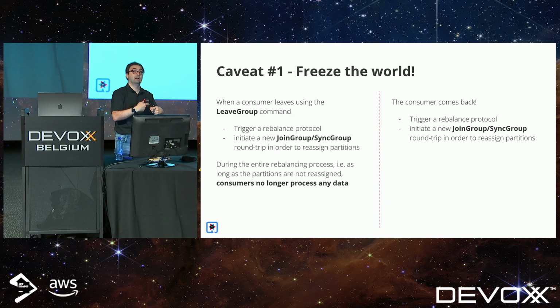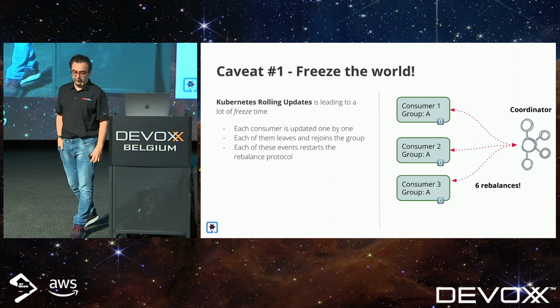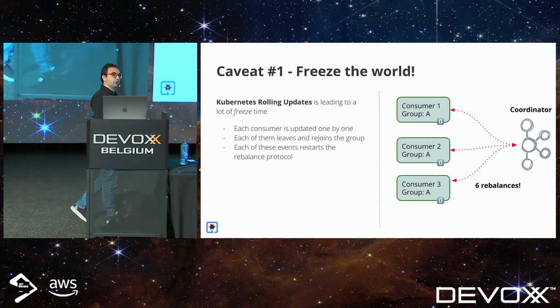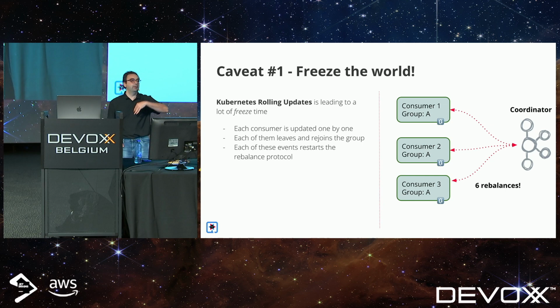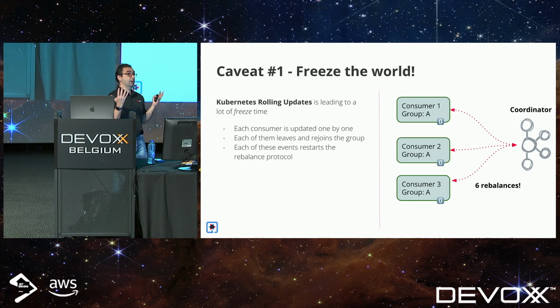One of the cases where this is particularly true is when you are on Kubernetes, because you do a rolling update, which is good practice, except that when you do rolling updates, you generally don't want to update everything at once, so you do one, then another one, then another one. So one leaves, rebalance. One rejoins, rebalance. Another one leaves, rebalance. Another joins, rebalance. Another one leaves, rebalance. And so on. So basically, you have a big period of freeze the world because you have a sequence of rebalance protocols that will happen. Six, if you have three pods. So this is kind of annoying.